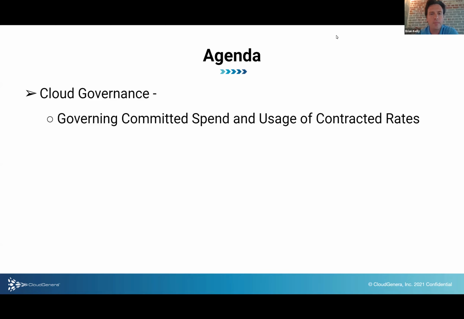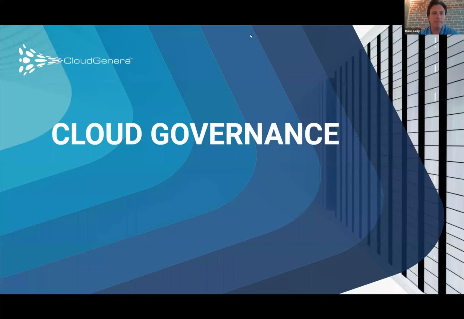Many of our subscribers are struggling with how they govern the use of their contracted rates and their committed spend contracts. As an organization, they're trying to get the best value out of their spend on technology, and as such, they negotiate agreements at volume to be able to get excellent discounts. And the challenge they have, the larger the organization, the greater the challenge, is how do you govern the use and the spend around these contracts? So that'll be the main topic of our webinar here today.